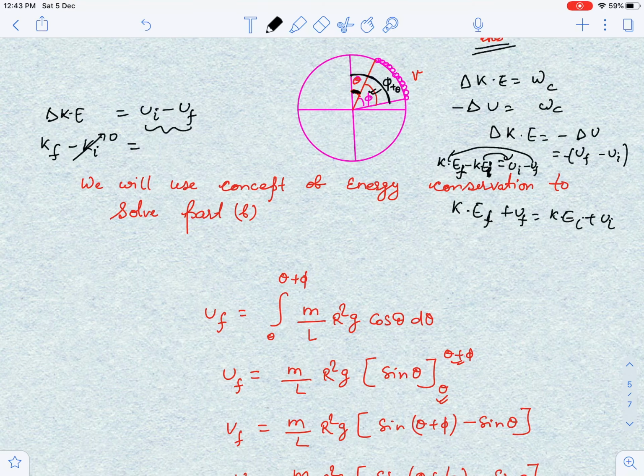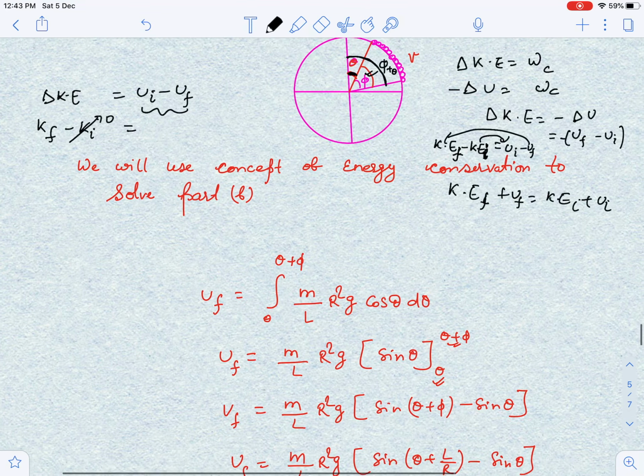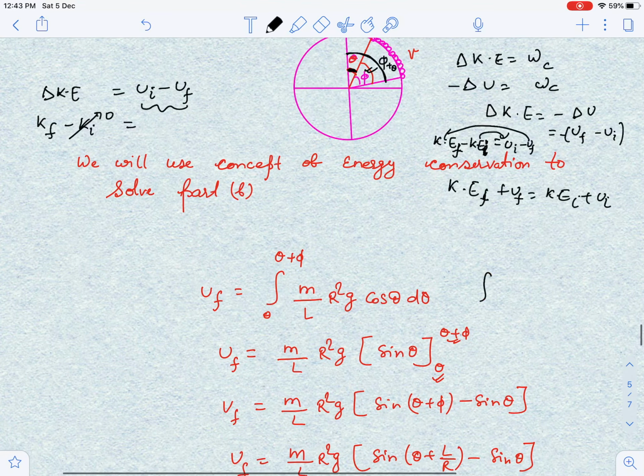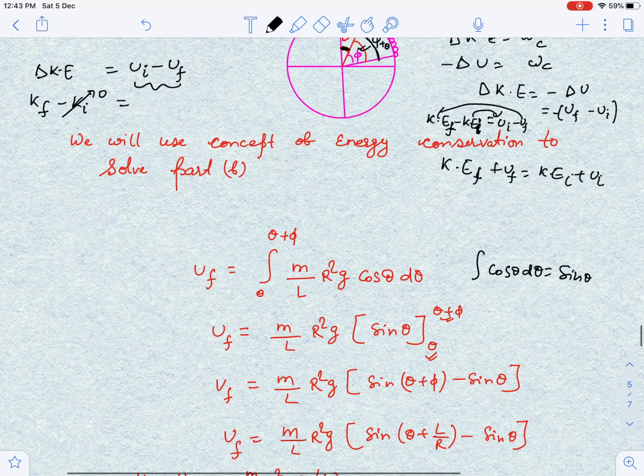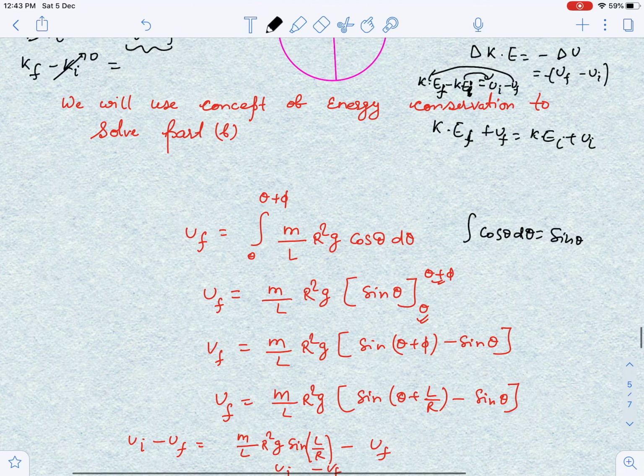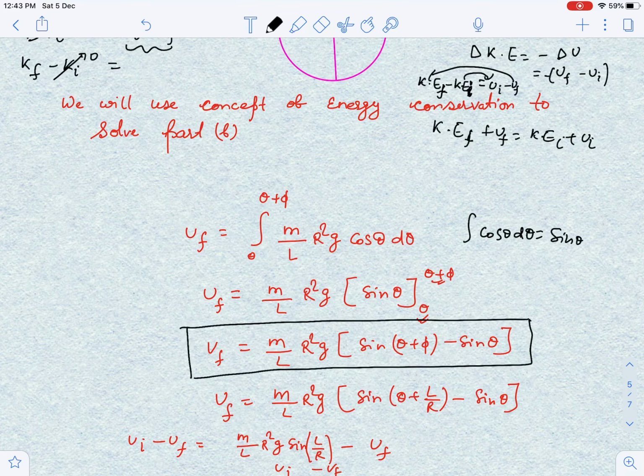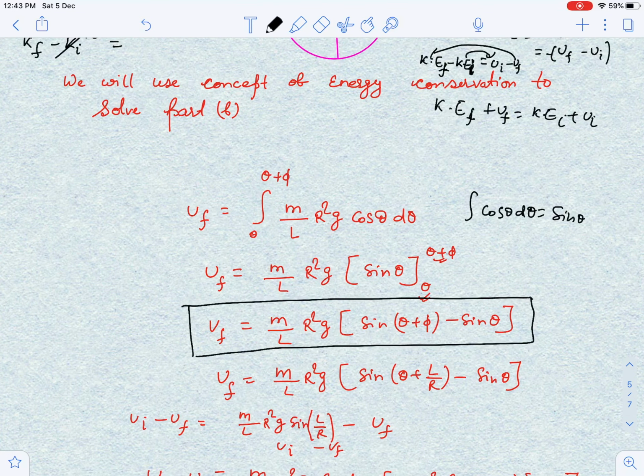Now guys, U final I can write with m by L r square g common, taking it outside because it is constant, and the integration of cos theta. The integration of cos theta d theta is equal to sine theta, as I have discussed earlier also. Putting the limits theta plus phi to theta, the value you get is sine of theta plus phi minus sine theta. Remember this value, I will use it again in the calculation of part C, guys.